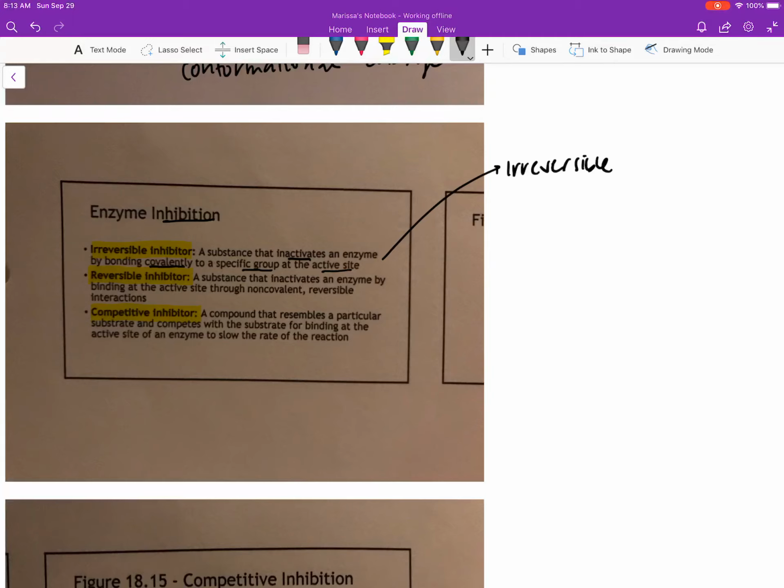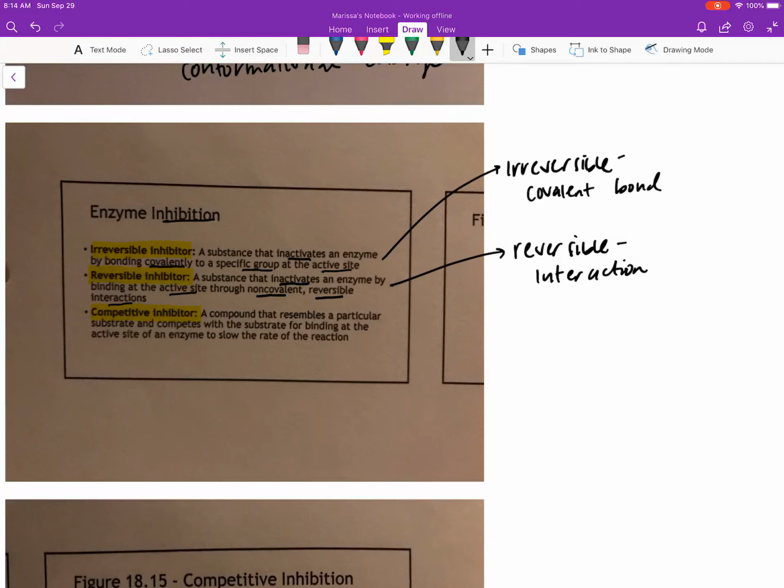Now, a reversible inhibitor is a substance that inactivates an enzyme by binding at the active site through non-covalent, reversible interactions. So you can see the terminology. This one said covalent bond, which suggests strength, whereas the reversible used the word interaction, something that's easier to break.